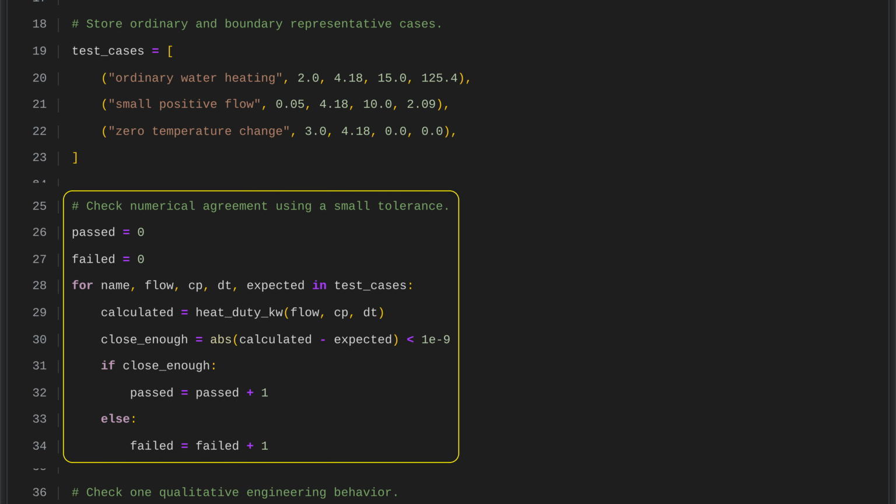The test process starts with counters for passed and failed cases. Each test case provides the inputs for a heat duty calculation and an expected result. The calculated value is compared with the expected value using a small tolerance, and the appropriate counter is updated. This verifies that the heat duty calculation produces accurate results for known cases.